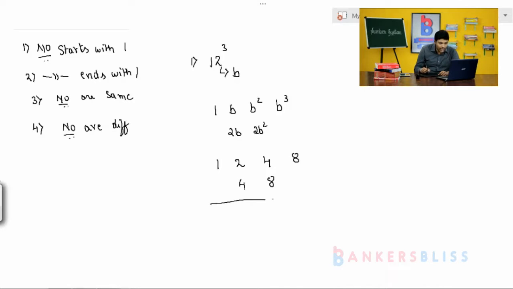So if you add, see here, 8 plus 4 is 12, 1 carry over. So 4 plus 2 is 6, plus 1 is 7. Next 1. So the answer is 1728. Very simple. The answer is 1728.